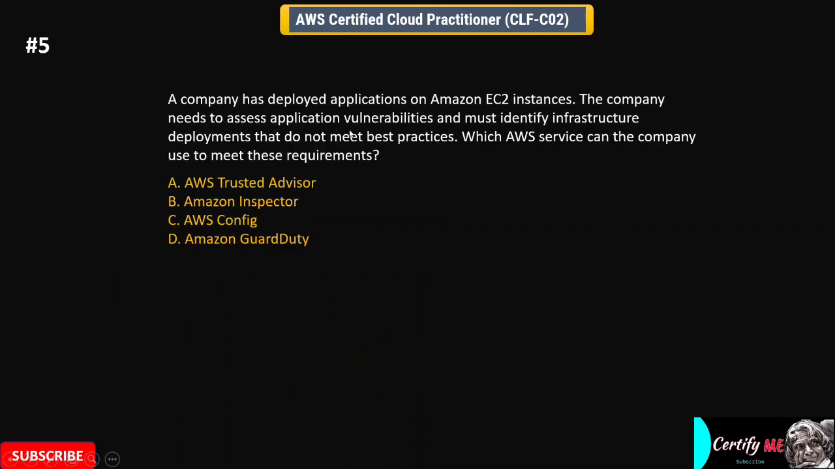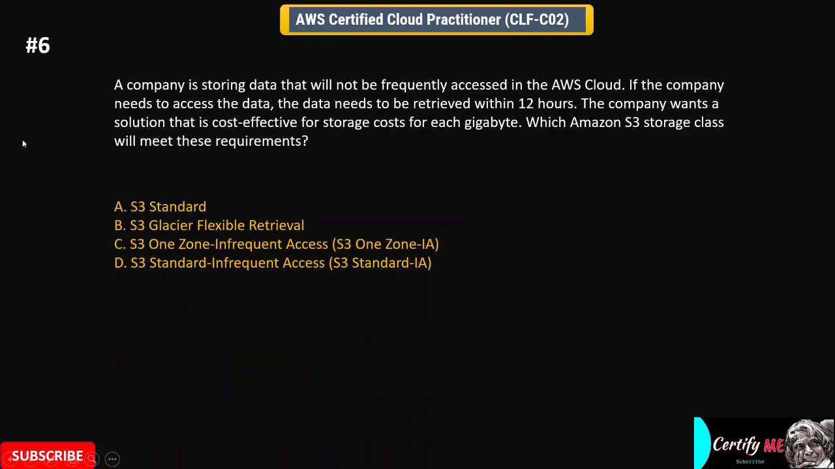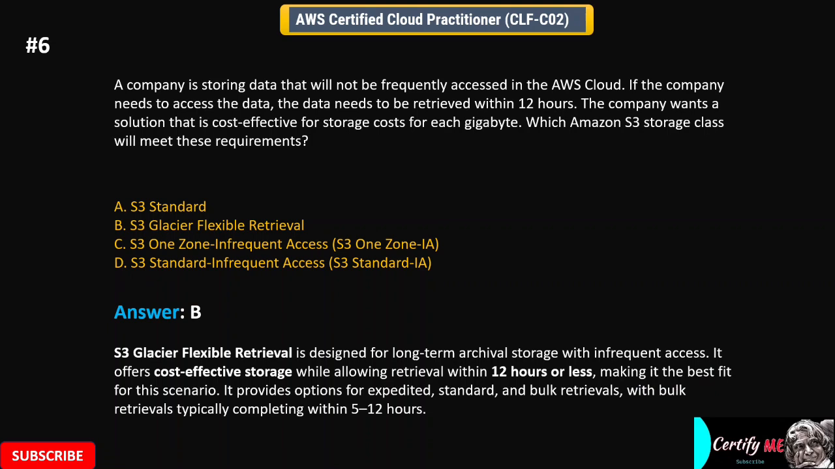The options are: option A, S3 Standard; option B, S3 Glacier Flexible Retrieval; option C, S3 One Zone Infrequent Access; option D, S3 Standard Infrequent Access. The correct answer is option B.